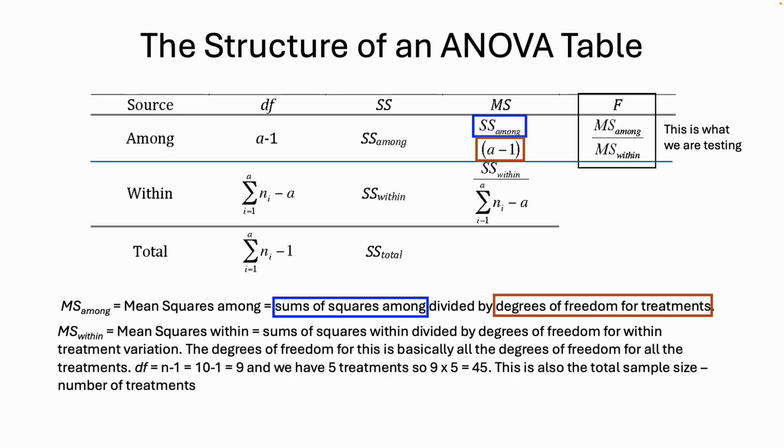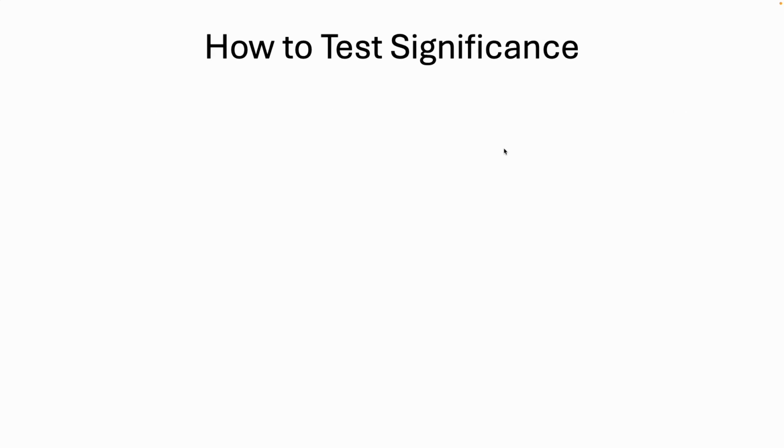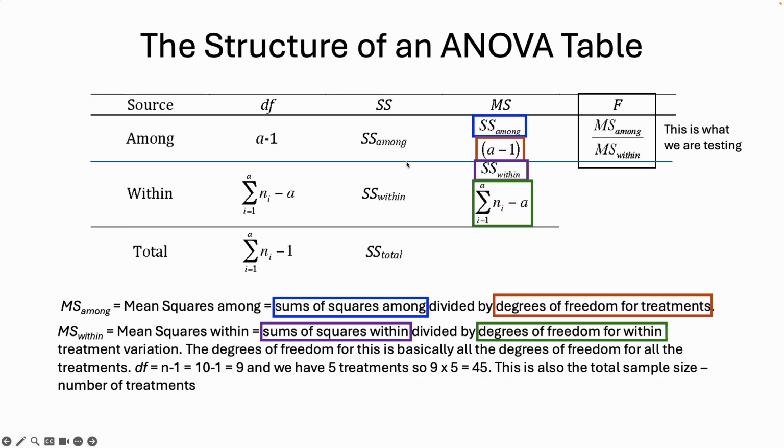So that's that. And then we have the sum of squares within divided by the sample size, or the degrees of freedom within, and that gives us the mean square within. So going back here, let's talk about degrees of freedom.